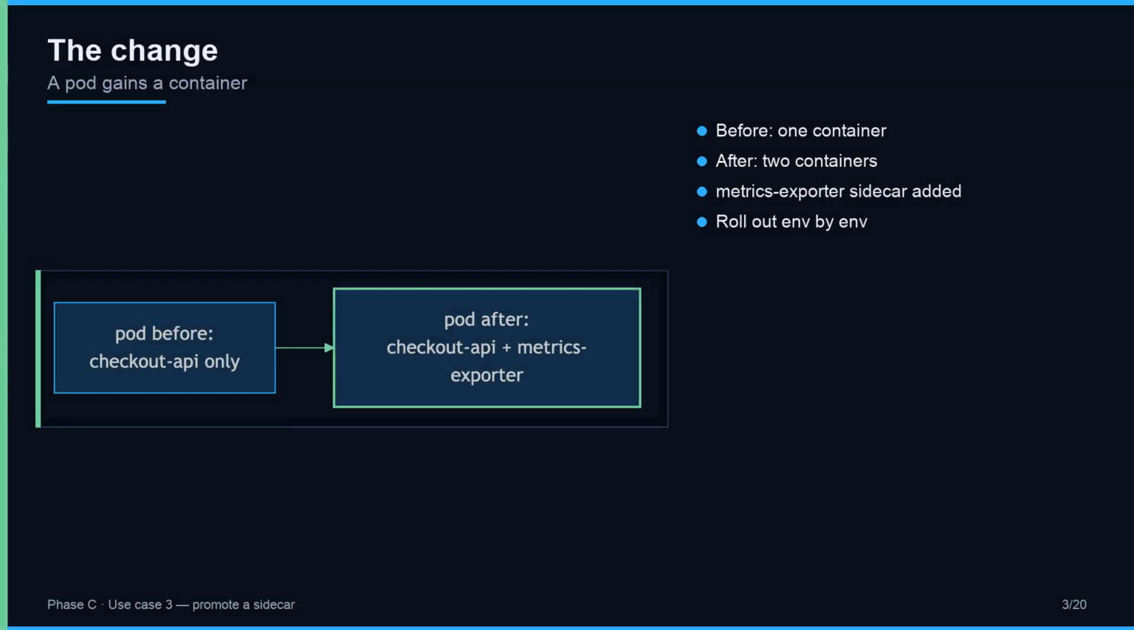Picture the change. Before, the pod held one container, checkout API. After, it holds two, checkout API plus a metrics exporter sidecar. The sidecar exposes a metrics port and scrapes the main container. It is a small addition, but the question is how we roll it out safely, one environment at a time.